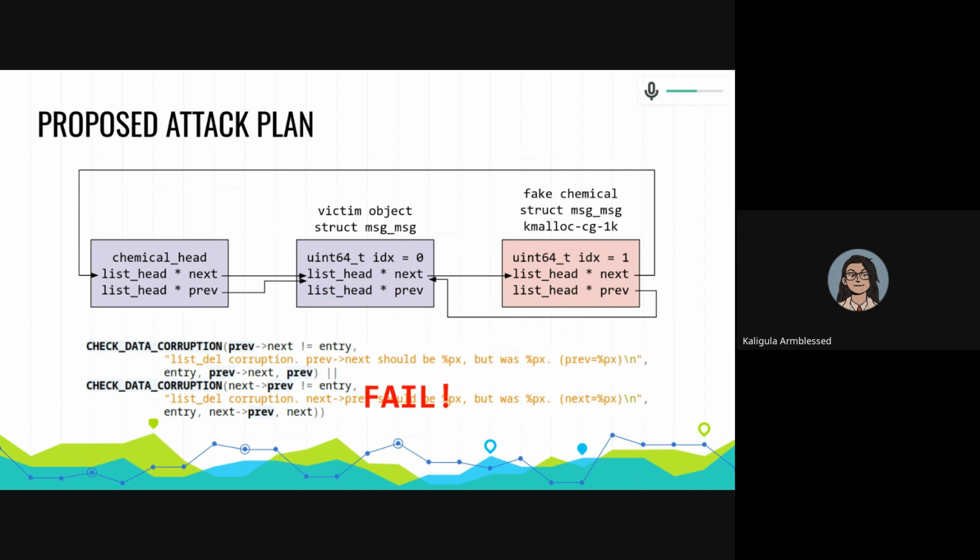So in this case, we see that prev->next points to our object that we want, but next->prev doesn't point to what it's supposed to point to, and that will fail. And because this fails, the kernel will be like, okay, this unlink is corrupted, we are going to stop this exploit from running, and your exploit will fail. Oh no, what do we do now?